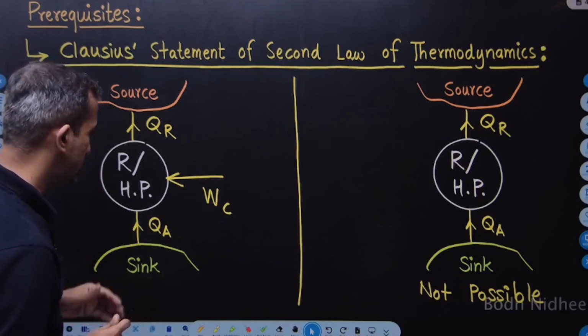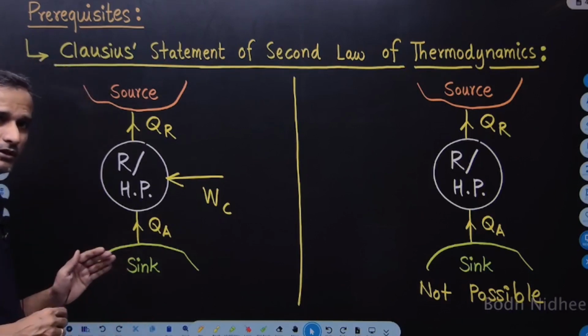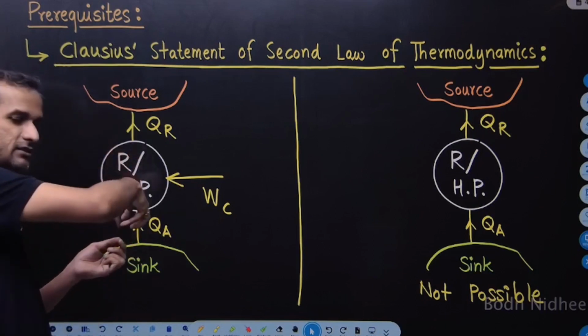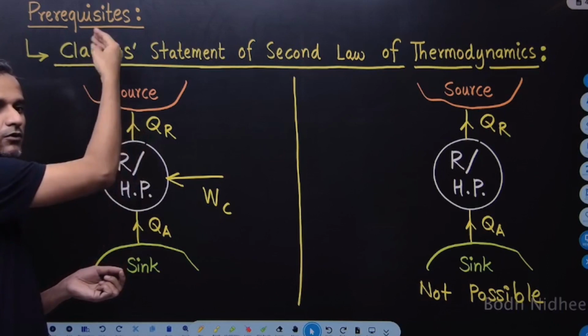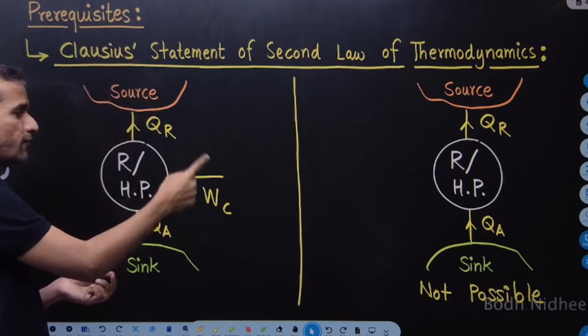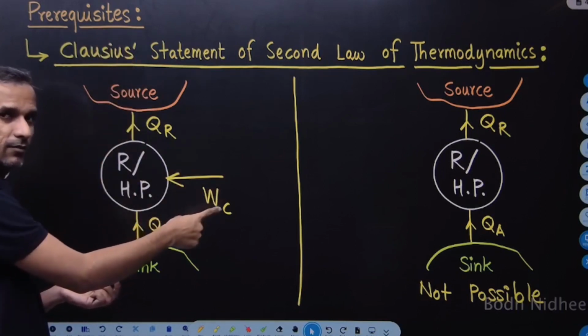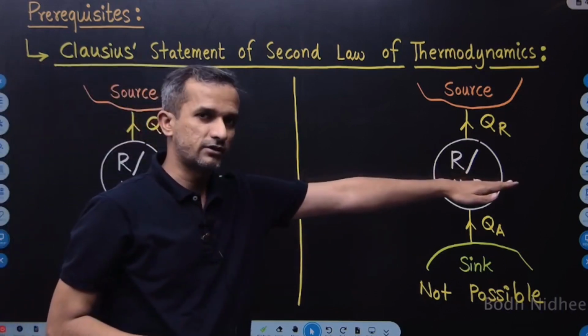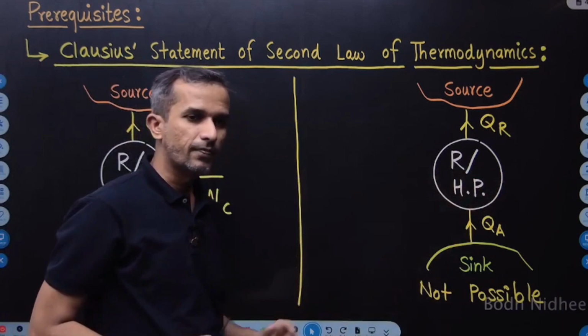So basically what he is saying is that if I want to transfer heat from the low temperature with the help of a device, it is lifting the heat from the low temperature and transferring it to the higher temperature, to the source. For that it needs compressor power, then only this is possible. If I do not supply anything else, if external efforts are not there, this is not possible.